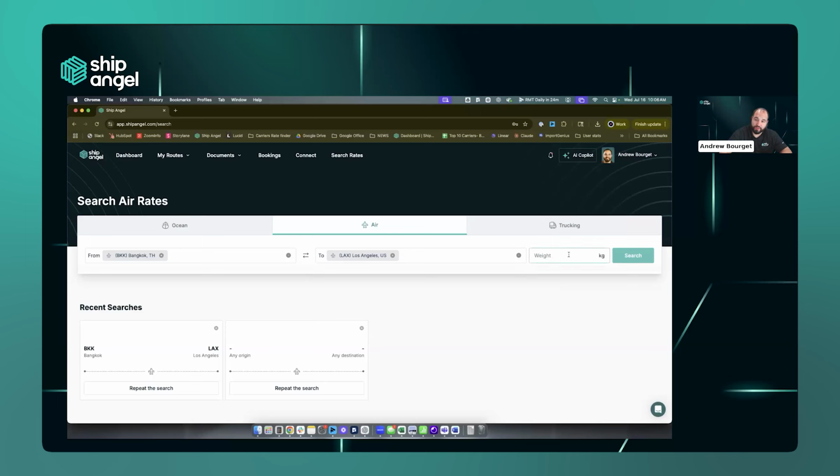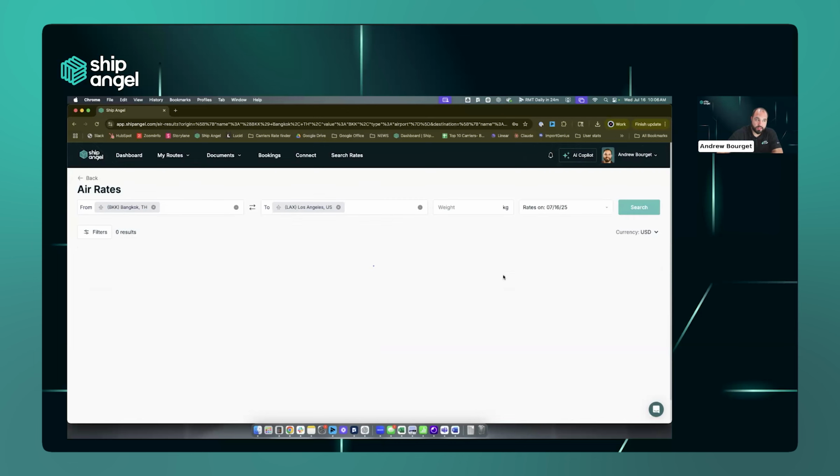Additionally here, and this will be relevant in a second, if I know the chargeable weight that I'm going to be shipping on, what we are going to allow you to do is put a chargeable weight in here to be able to very quickly understand what my total cost is on a hypothetical situation, who I should be using, and what costs I should be expecting.